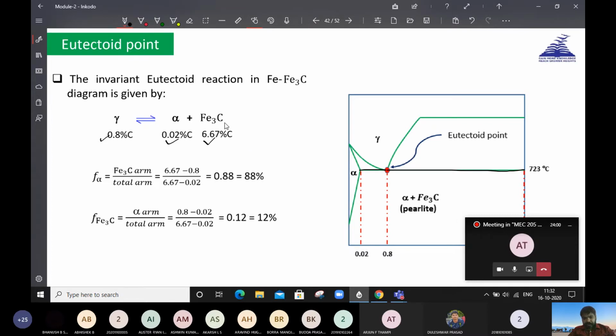What is another name of this Fe3C? Cementite. Correct. Good. So another name is cementite.